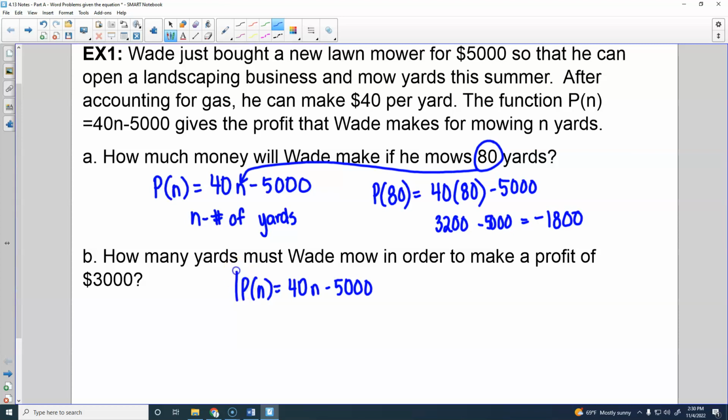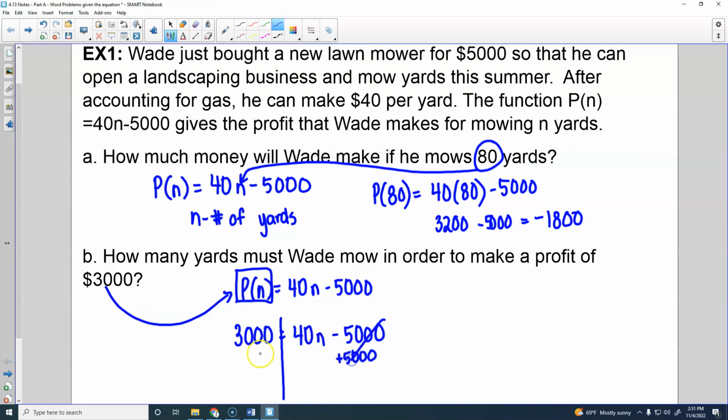What stands for profit? This P of N. It looks like two variables, but it's not. It's a function notation, right? So just like f of x, we can replace it with y. We could just think of this as one single variable right here. So we're going to put 3,000 right here. So 3,000 equals 40N minus 5,000. All right. So, Rosalind, what would I do to solve that equation for the N?